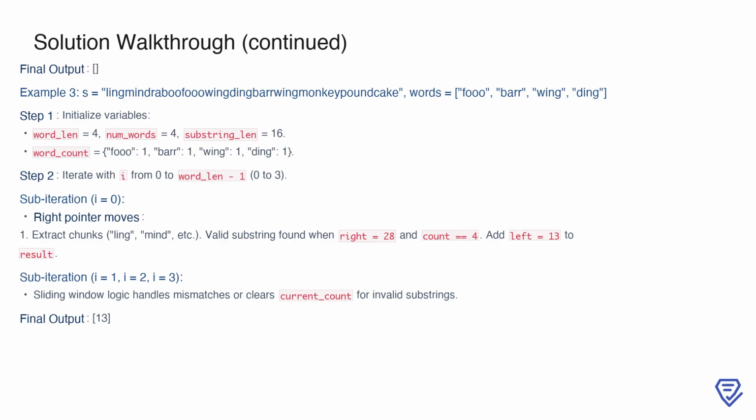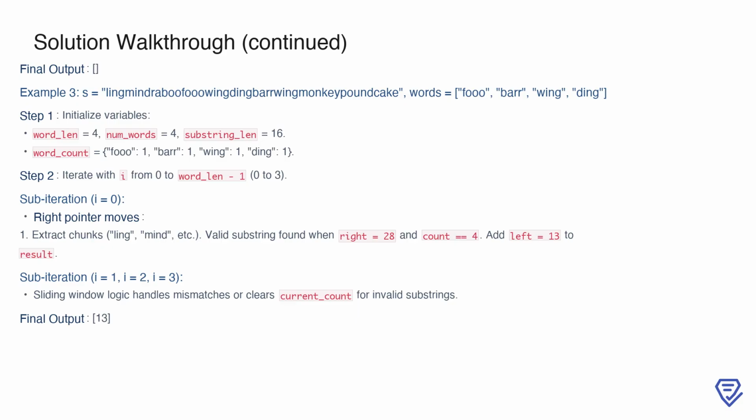Let's examine example 3, where the string S is "lingmindrabofooborwingdingbarwingmonkipoundcake" and the list of words is foo, bar, wing, ding. Here, the words are all of length 4, so word_len is 4, number_words is 4, and substring_len is 16. The frequency map, word_count, becomes foo: 1, bar: 1, wing: 1, ding: 1.